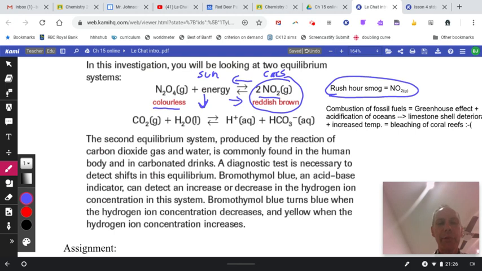Okay, second example, very interesting and very relevant. Carbon dioxide gas in the atmosphere combines with water to make carbonic acid, H2CO3, which can dissociate into acidic H plus and HCO3 minus. The relevance of this one is with global warming. As we're adding more carbon dioxide gas into our atmosphere, which way are we pushing this system if we are increasing CO2? The system will try and decrease CO2 by moving forward, which is making more acid.